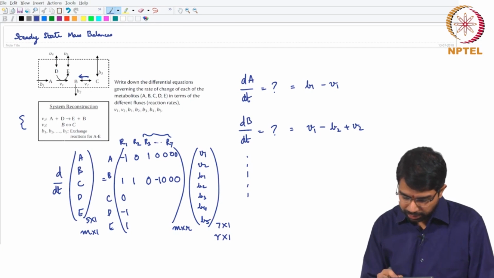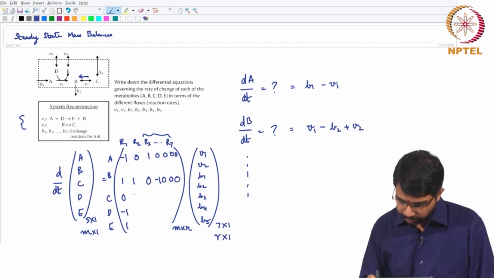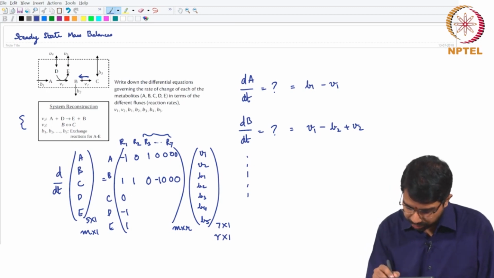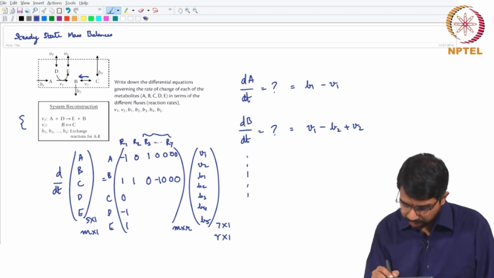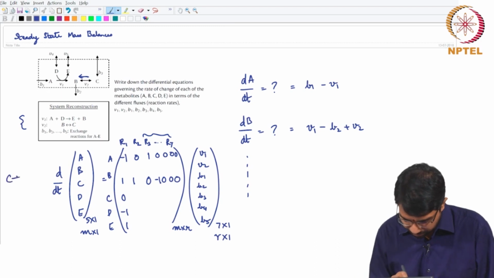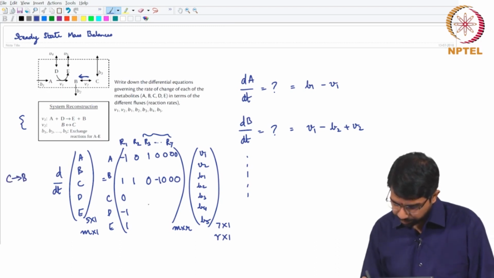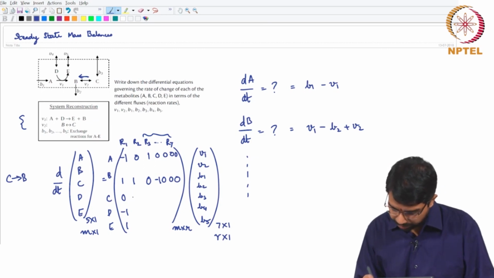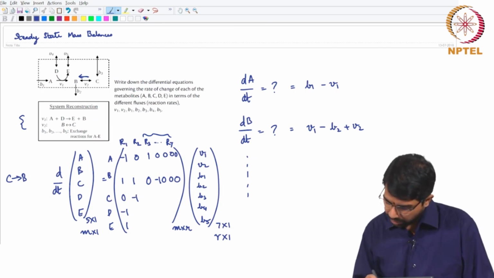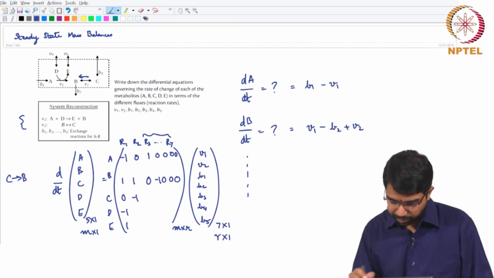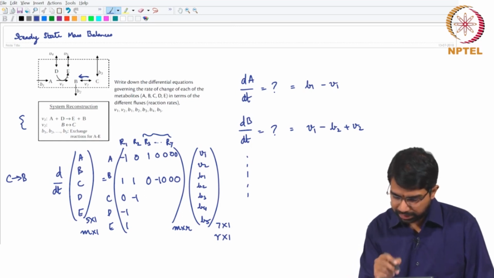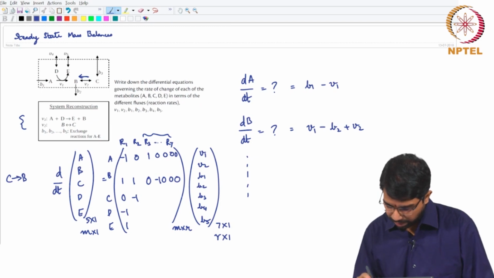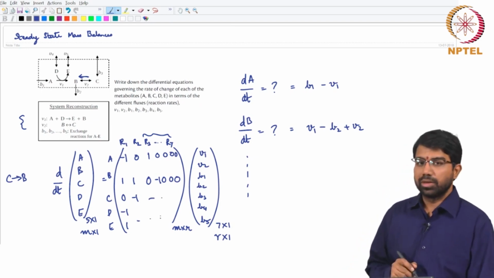but if you see, B is on the... so this is the second reaction, B is on the left hand side, right, because we said that the reaction is C going to B, and so on. And C will have a minus 1, because dC by dt will be minus V2, and so on, because V2 takes away minus V2 plus B3 and so on. So you can fill this up.